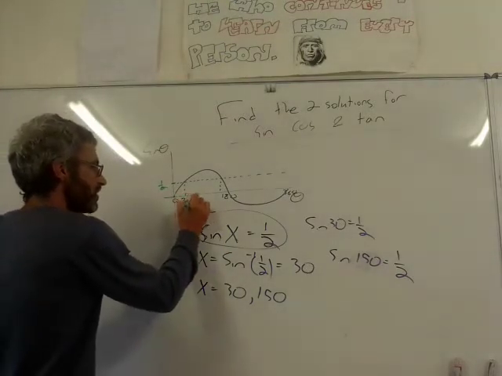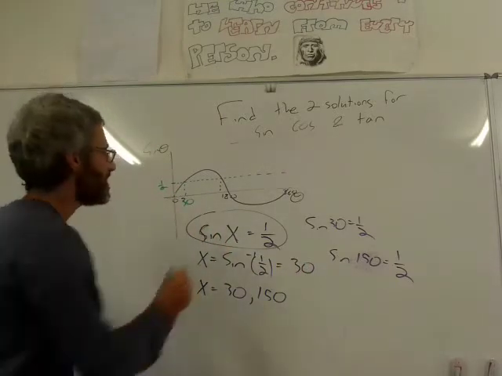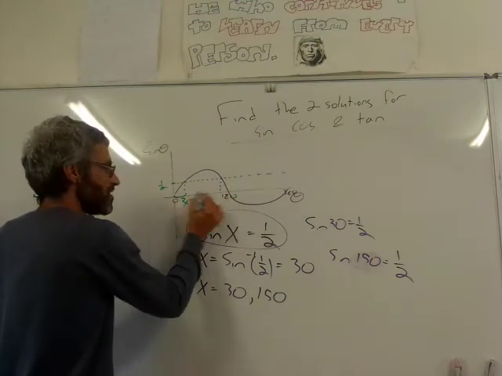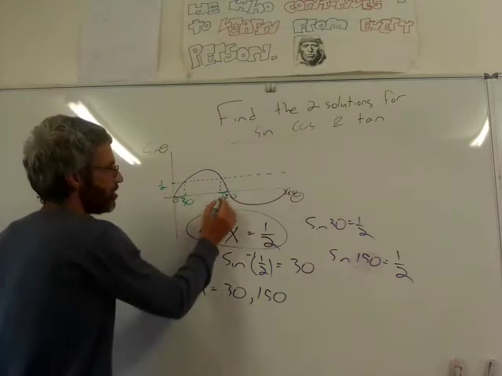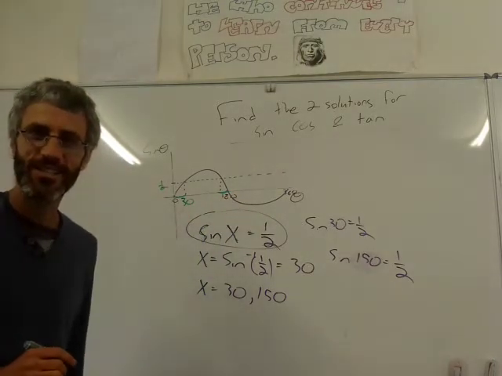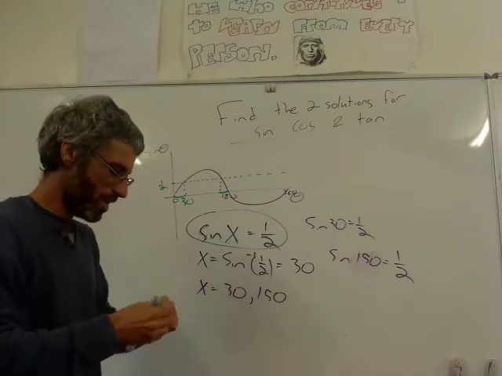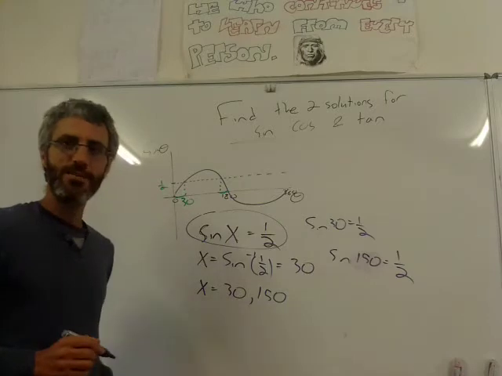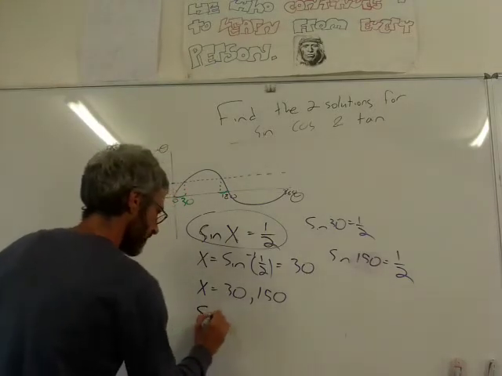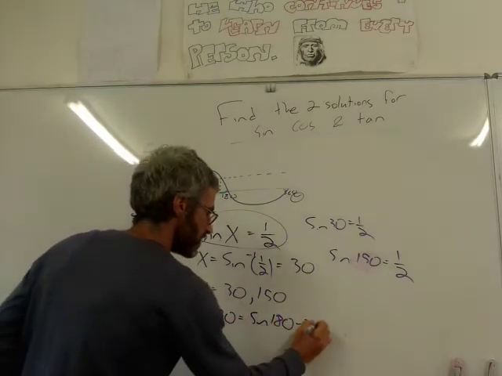The first one is your 30. You can see it's kind of close to the 0. The other one, again, I'm not proving it, but if this is 30, you can kind of see that this is also going to be 30. So it's going to be 180 minus 30. To find that 150, the other angle, what we're going to do is do 180 minus 30. So sine 30 equals sine of 180 minus 30.